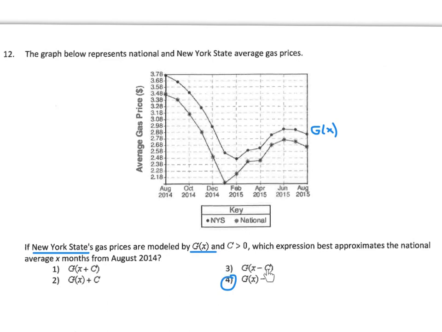And if you add or subtract a value within the parentheses, that's going to shift it horizontally. If it's an addition sign, it shifts to the left, and if it's a subtraction sign, it shifts to the right.